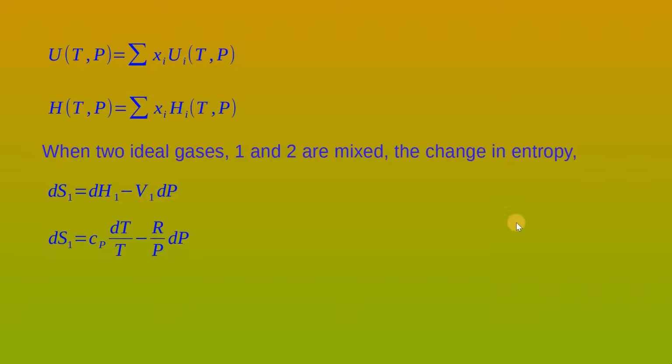Therefore, we can write that the internal energy of an ideal mixture at a temperature T and a pressure P is nothing but the summation of xi into Ui, where Ui is the pure fluid i internal energy at temperature and pressure. Now the enthalpy at T and P can be written similarly.